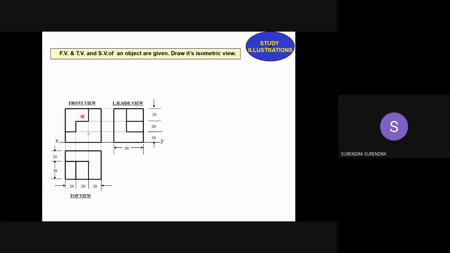In the same way, they're going to give the front view, top view and side view of the component. By observing these, we have to draw the isometric view. Can you guess the isometric view from this? Anyone?